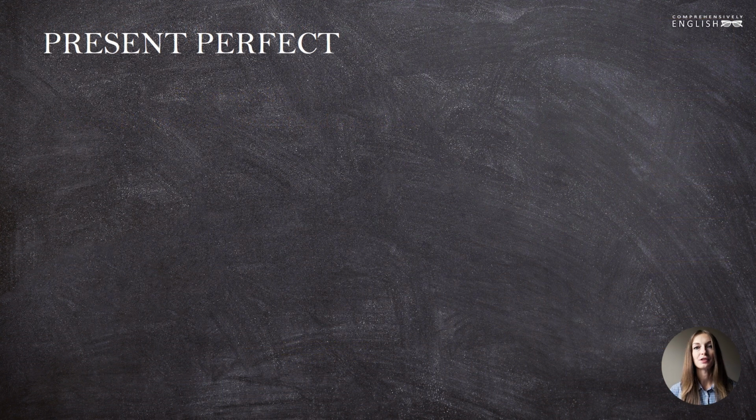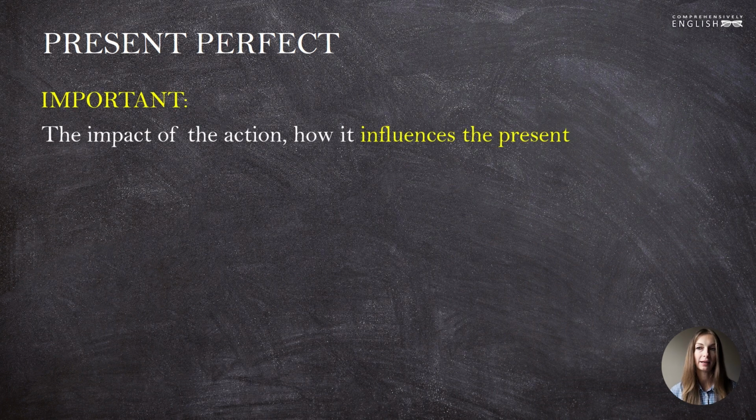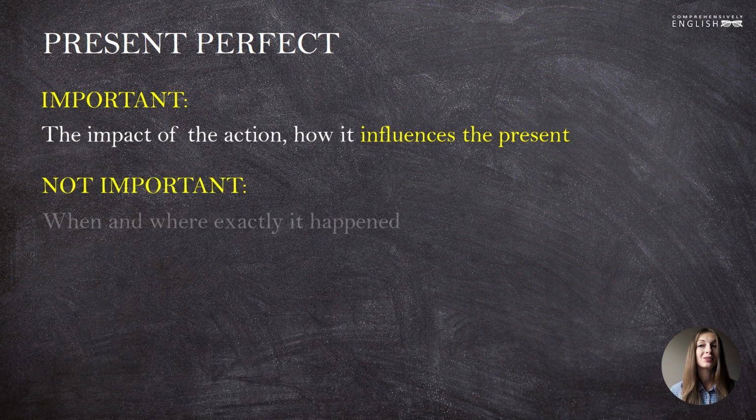So, in the present perfect tense, what is important for us is the impact of the action, how it influences the present. What is not important is when and where exactly the action happened.